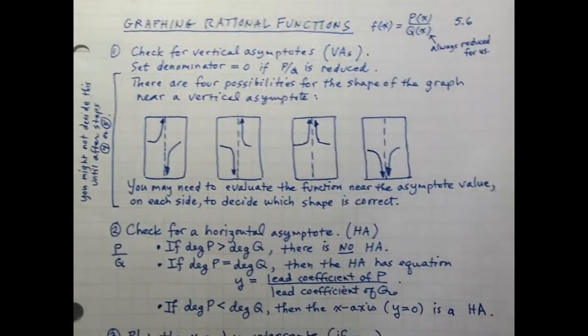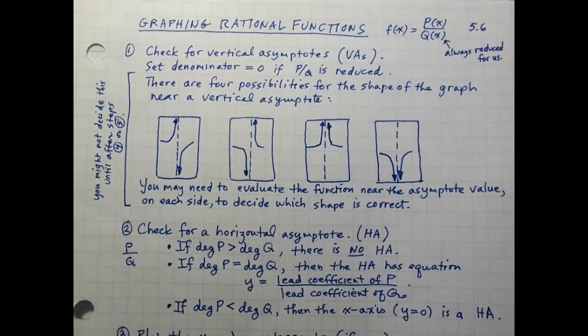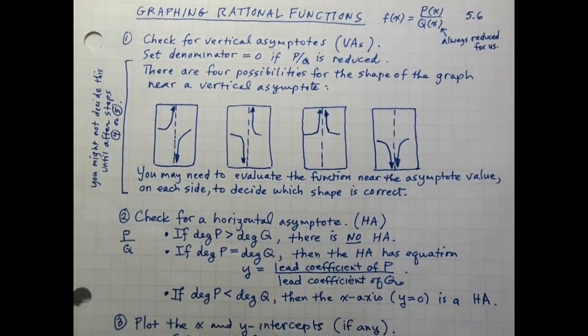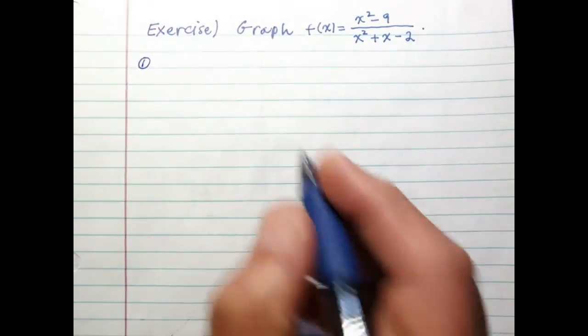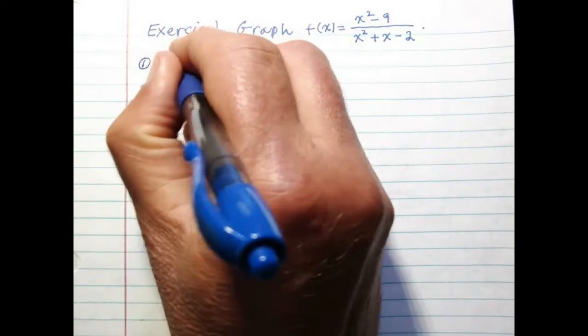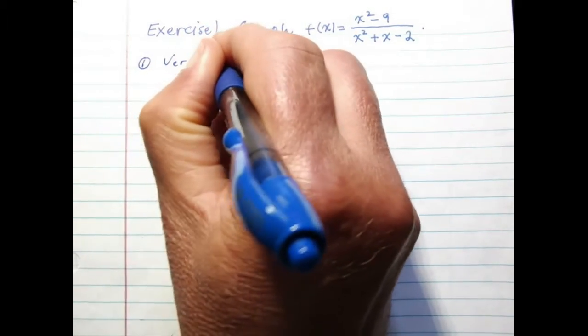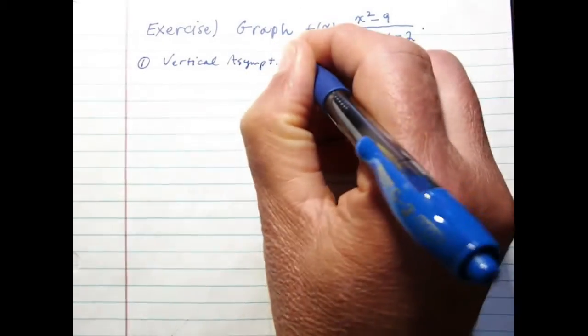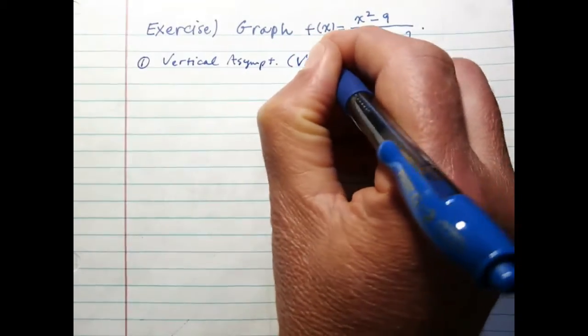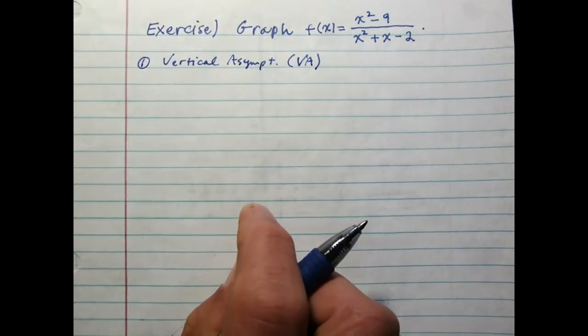And we're going to follow the process that's on the sheet posted in Canvas, the graphing rational functions step by step, right? Step 1, 2, 3, and so on and so forth. And so in step 1, the first thing we're going to do is check for vertical asymptotes. I'm going to use the abbreviation VA for that.